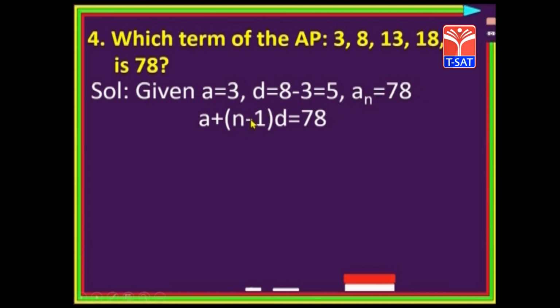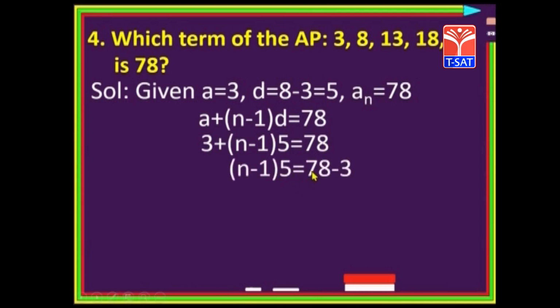So a plus n minus 1 into d is equal to 78. Now substitute the values. What is the value of a? 3 plus n minus 1. We do not know the value of n, we should find the value of n. The value of d is 5. Replace it, is equal to 78. Now bring this 3 to the right hand side. Then we will get n minus 1 into 5 is equal to 78 minus 3. 78 minus 3 is nothing but 75. So bring this 5 to the denominator. We will get n minus 1 is equal to 75 by 5.